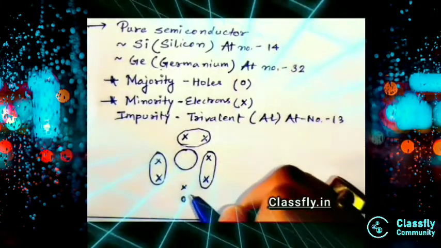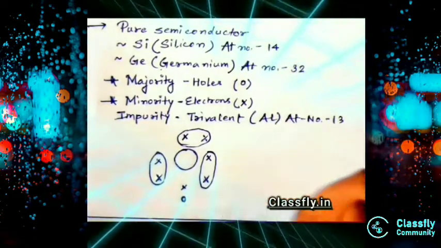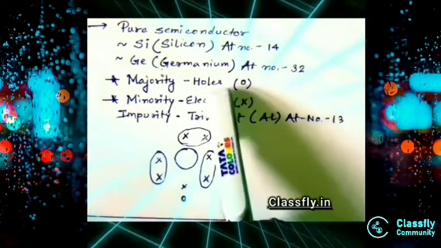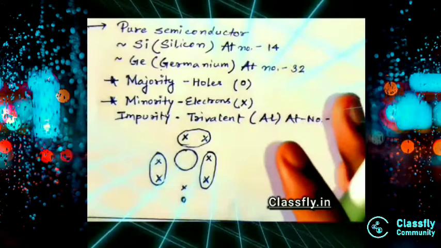In this we got a majority of holes. As we can't pair the electron with any other, we put a hole, and we got the majority of holes and the minority of electrons. So this is what a p-type semiconductor is.